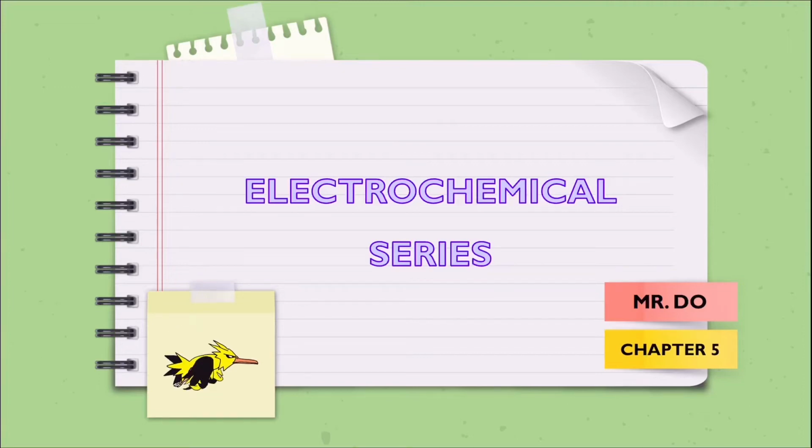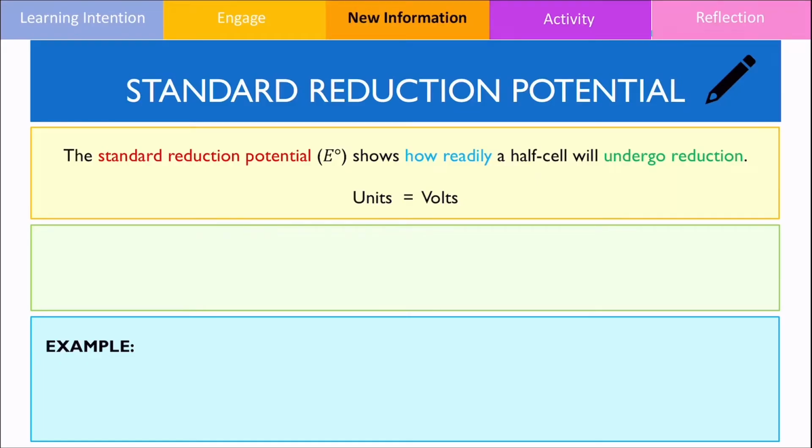Hello class, in this video we'll be learning about what the electrochemical series is and how we can calculate the overall cell potential. To begin, I'm going to first introduce you to the idea of the standard reduction potential. The standard reduction potential, or the cell potential for short, is represented by E0, and this is a value which tells us how readily a half cell will undergo reduction.